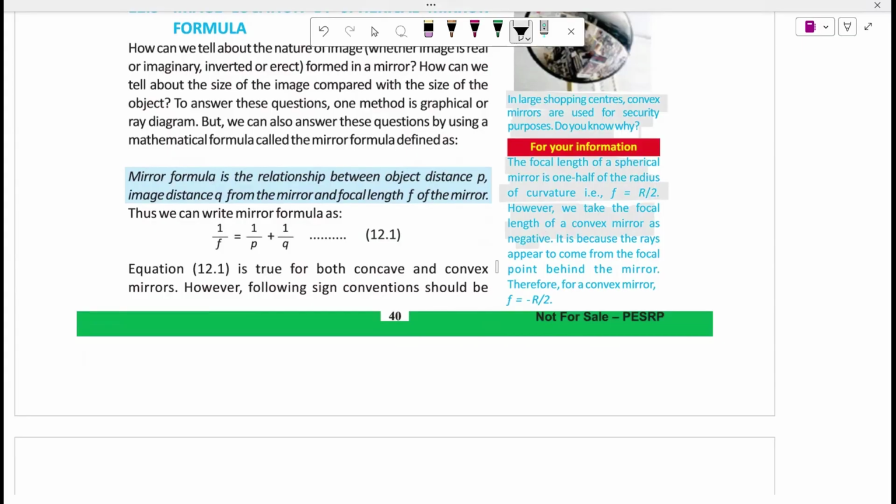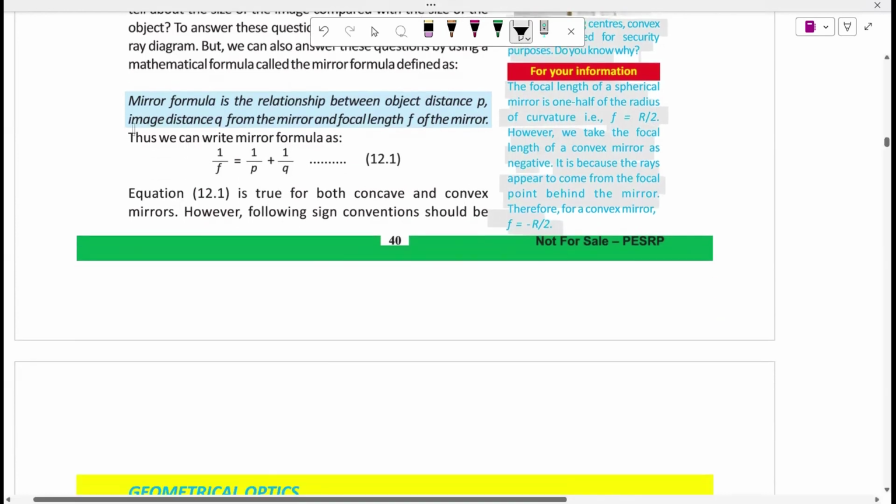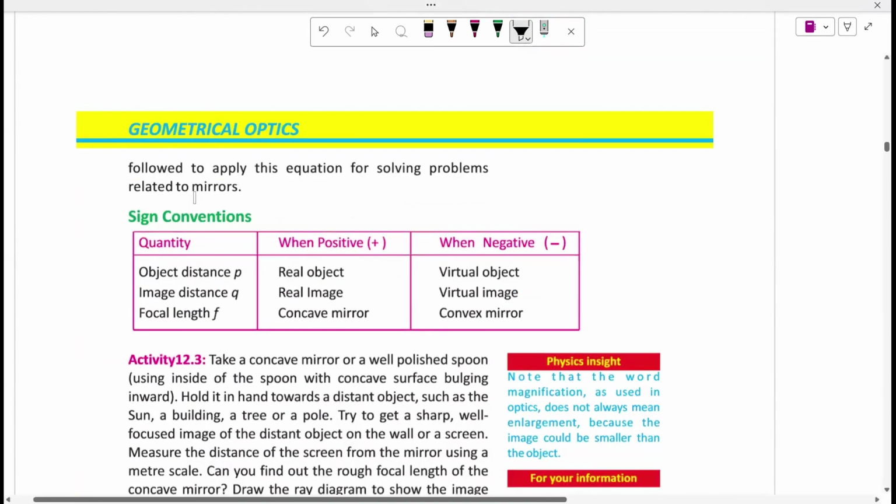Because it's virtual. It's not actually there. We have traced it back. So उन्होंने यहाँ पे वो reason दिया हुआ. So basically the focal length is half of the radius of the curvature. This is the formula उन्होंने theory यहाँ पे discuss की.